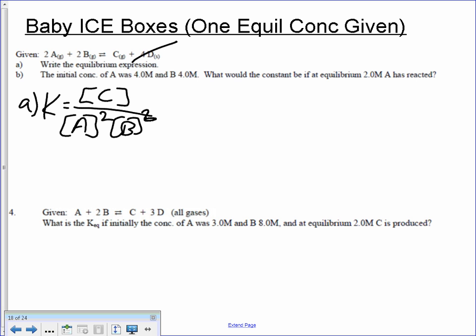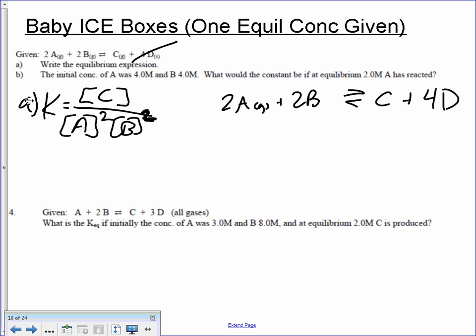So concentration of B squared. Okay, so we have our expression. Now we have to set up something called an ICE box. ICE stands for initial, change, and equilibrium. So I'm going to rewrite my reaction because I can't work with that little thing. So 2A plus 2B equilibrates to C plus 4D.